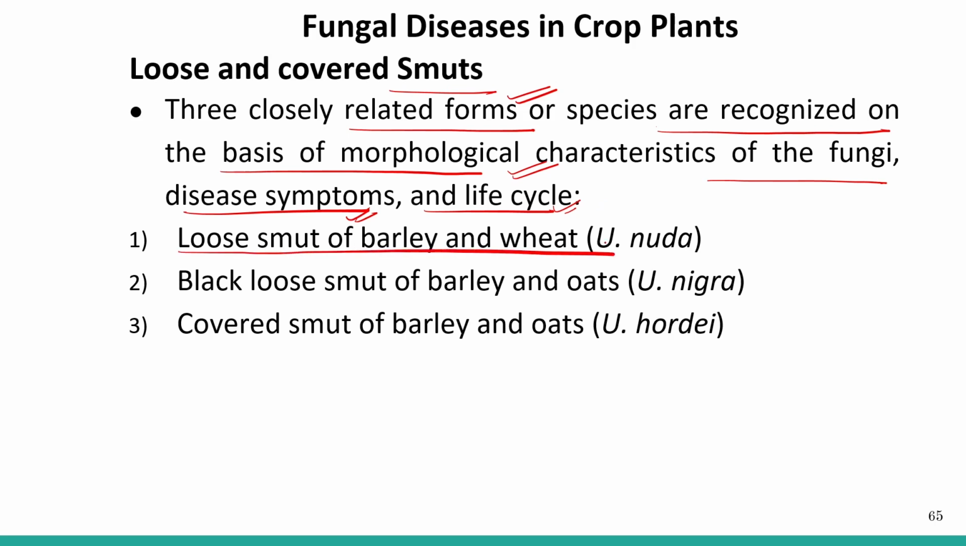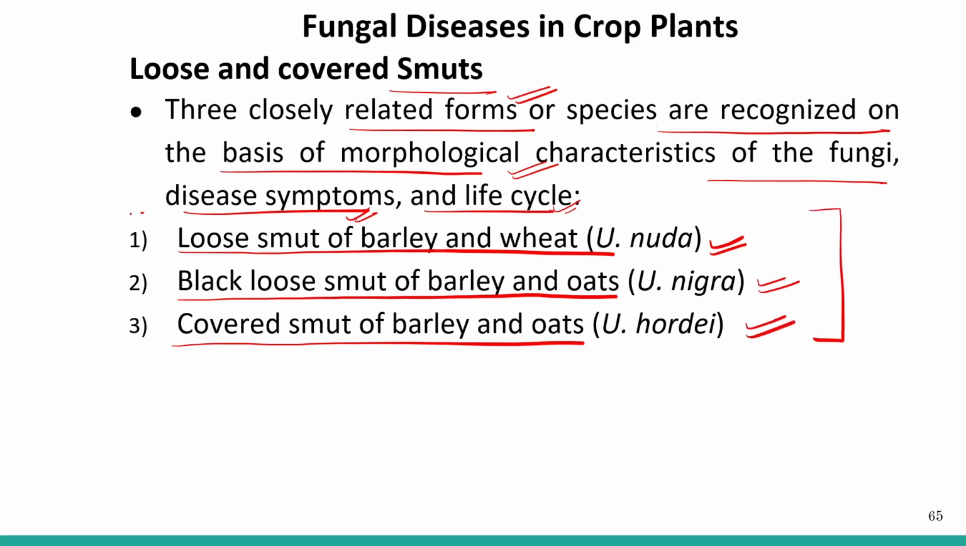Loose smut of barley and wheat is caused by Ustilago nuda. Black loose smut of barley and oat is caused by Ustilago nigra. Covered smut of barley and oat is caused by Ustilago hordei. Very, very important to learn this. So you must memorize this, because these are questions that may be asked in the examination: which fungus causes loose smut of barley or wheat, that is Ustilago nuda. Which fungus causes black loose smut of barley and oat, Ustilago nigra. Covered smut of barley and oat is caused by Ustilago hordei.